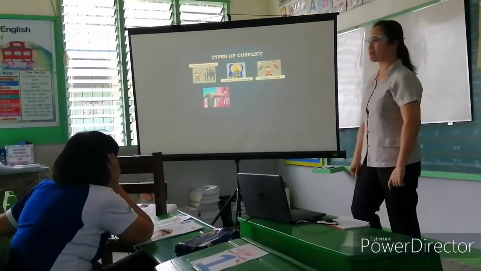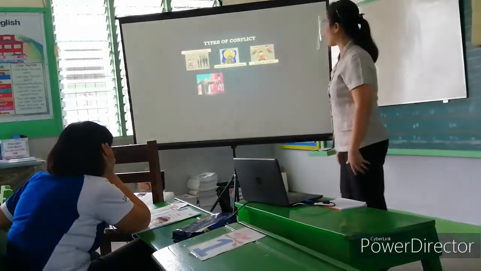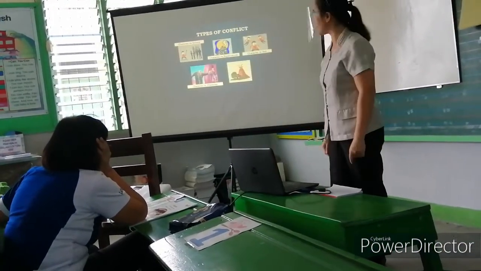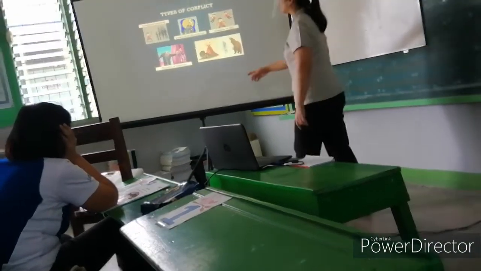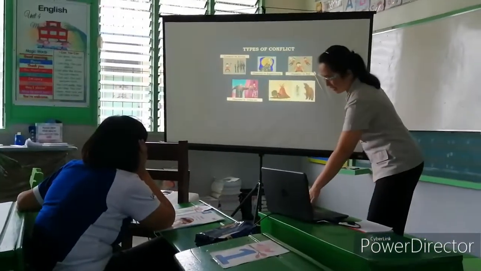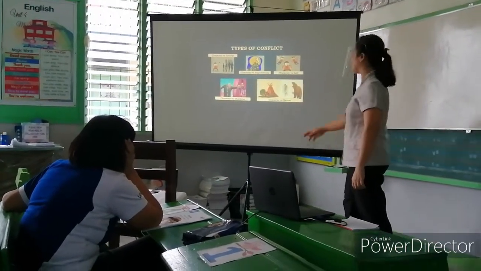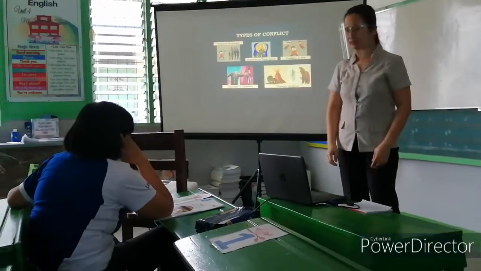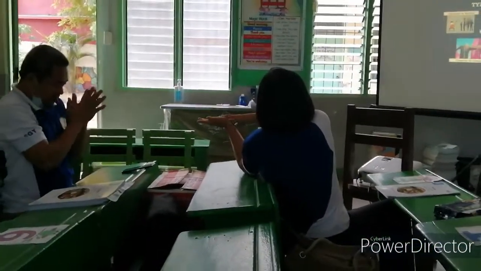How about this one? What type of conflict does the picture show? Character versus character. Good job, Edward. And the last pictures. We have already done character versus supernatural. Character versus nature. Okay. It's character versus nature, the eruption of a volcano and the animals. Very good. Kindly give yourself a round of applause.